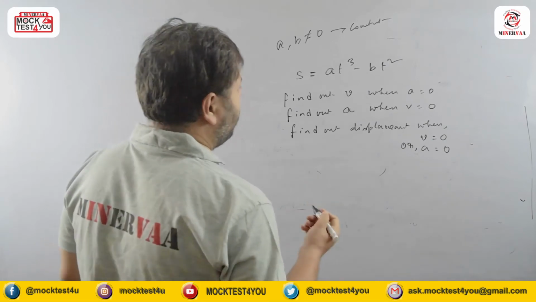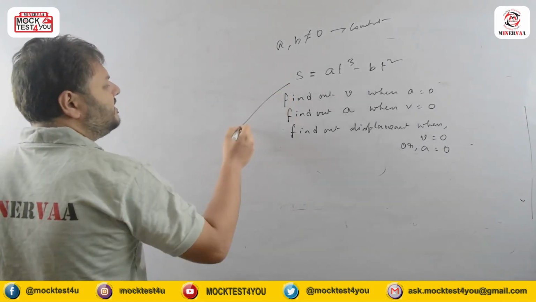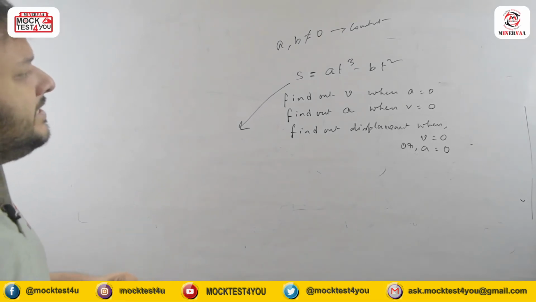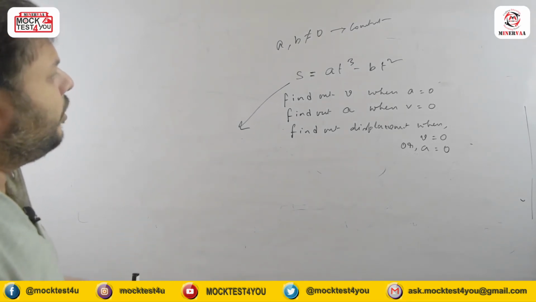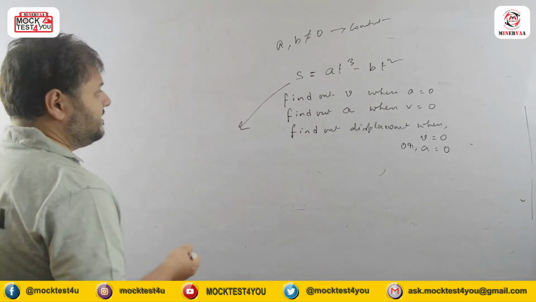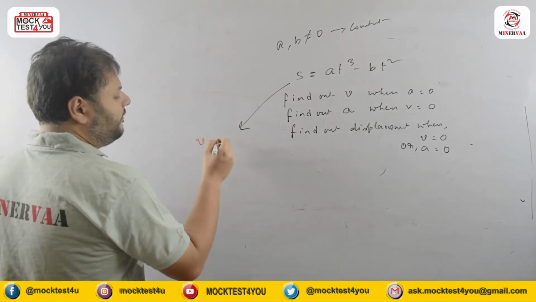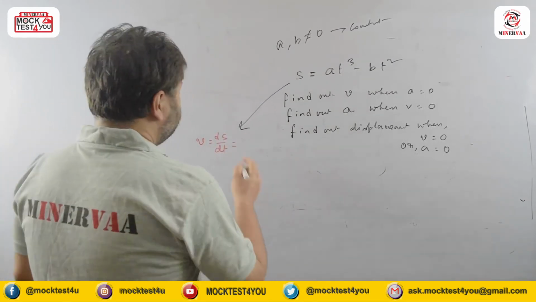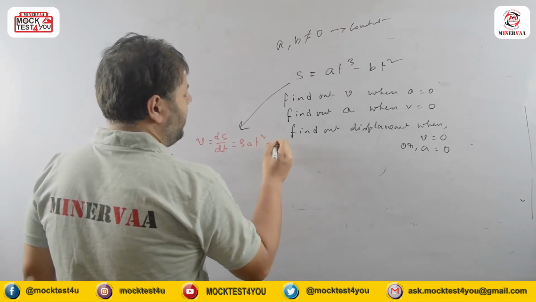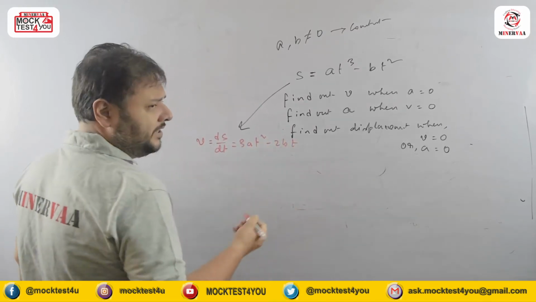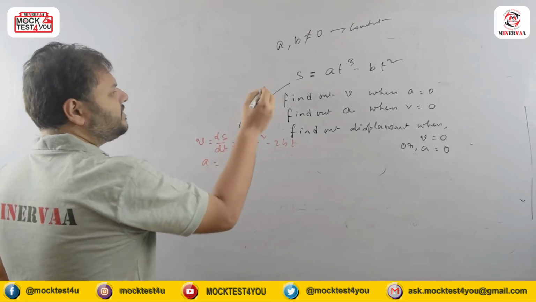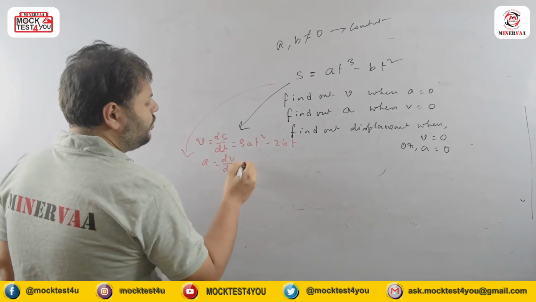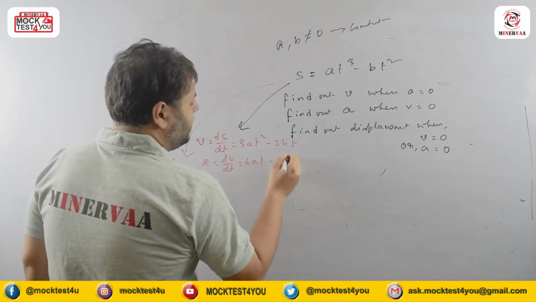So s equals at cube minus bt square is the given displacement for the particle, where t is the time and a and b are non-zero constants. Now for velocity, it has to be ds/dt, which is 3at square minus 2bt. This will be the velocity. Acceleration will be simply dv/dt, so it is 6at minus 2b.